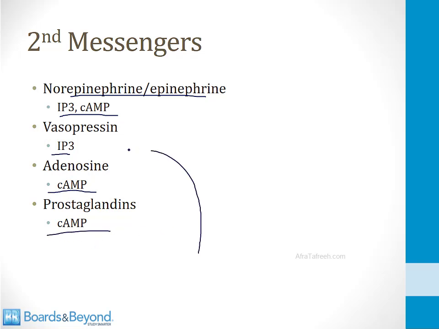So you can read lots of basic science literature on all these systems, but the big picture point that you want to remember is the way these neurotransmitters and hormones work is by modifying second messenger systems inside of vascular smooth muscle, and that's how they modify smooth muscle tone in the body.